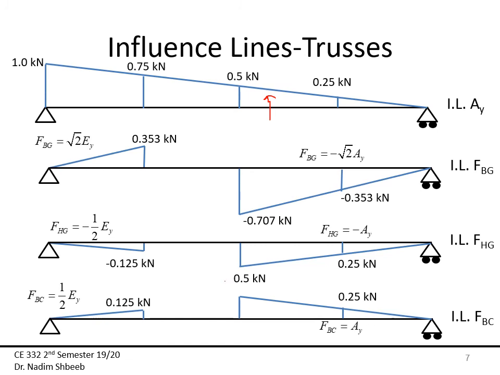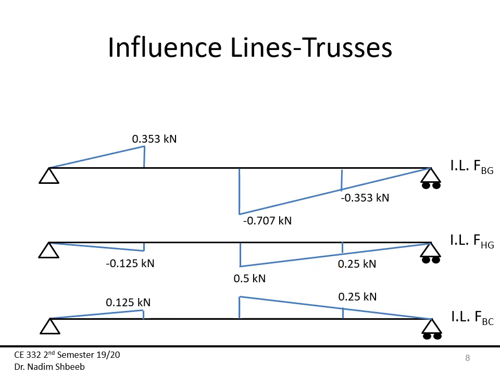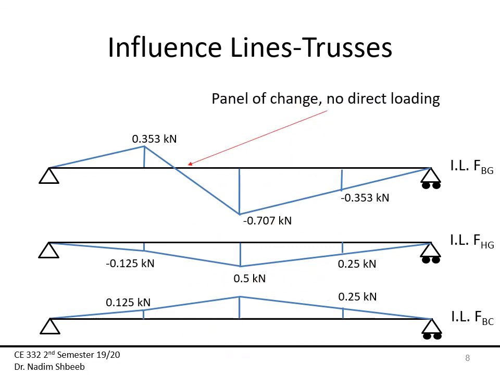Actually, I'm sorry, this is supposed to be negative and this is supposed to be negative. The whole member FHG stays in compression and member FBC stays in tension. So what do we do with this gap? This gap here, we just connect the dots, and we call this the panel of change, where it changes from tension to compression. Here it changed the slope. The slope here is different than the slope here, and the slope here is also different than the slope here. Again, that's what we're calling the panel of change, where I have no direct loading.